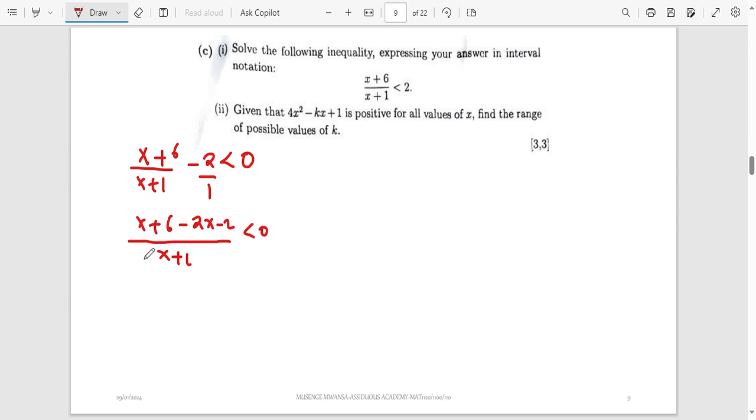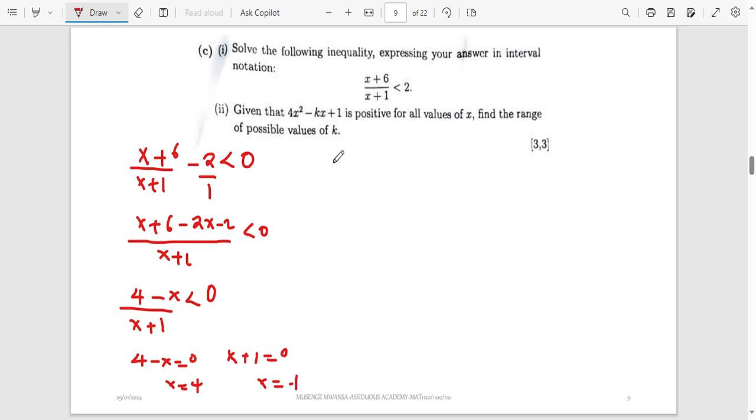So this is going to give us, we add like terms, 6 minus 2 is a 4, x minus 2x is negative x. In the denominator, I've got x plus 1. That is less than 0. Just equate what is on top of the fraction to 0 and what is down also equate it to 0. If we equate what is on top to 0, 4 minus x to 0, you are going to find that x is equal to 4. What is down equated to 0, x plus 1 is equal to 0. We're going to find that x is equal to negative 1.